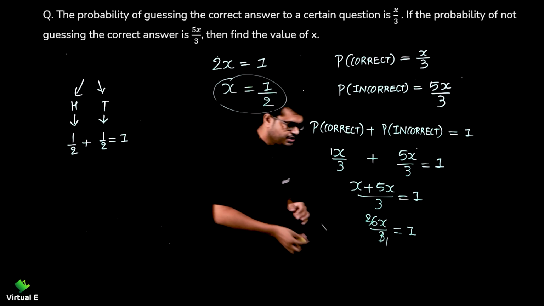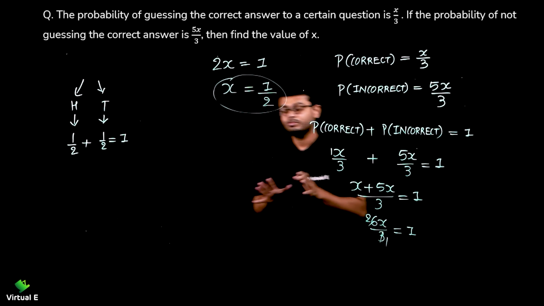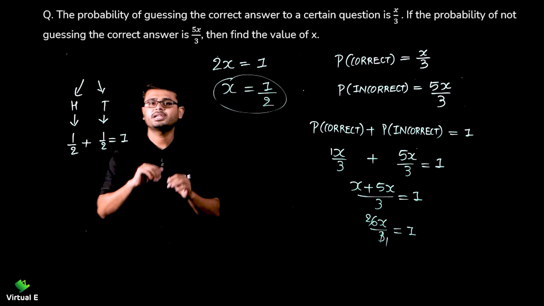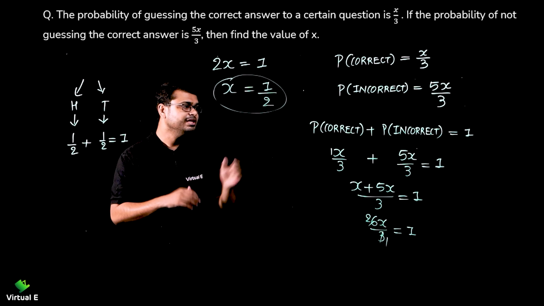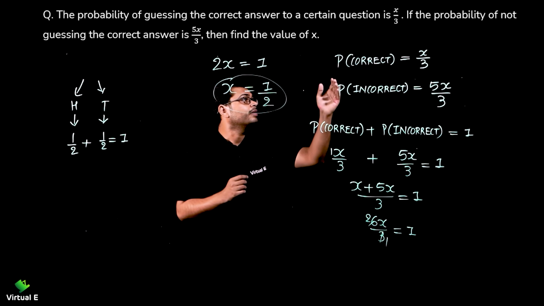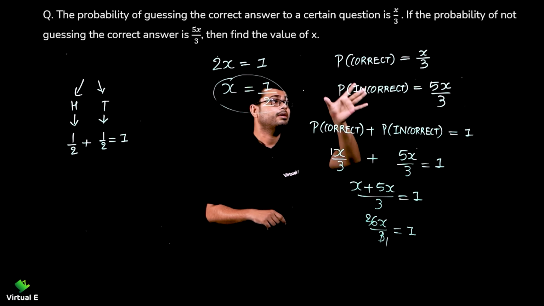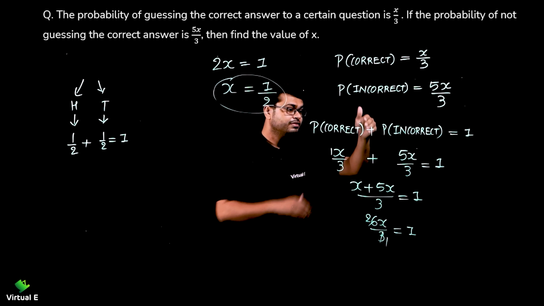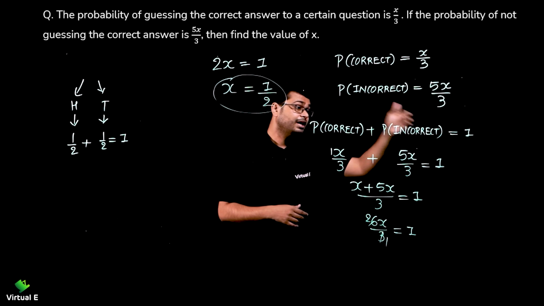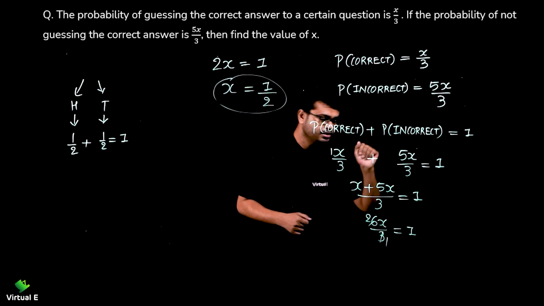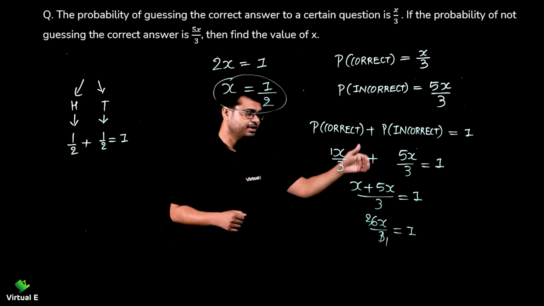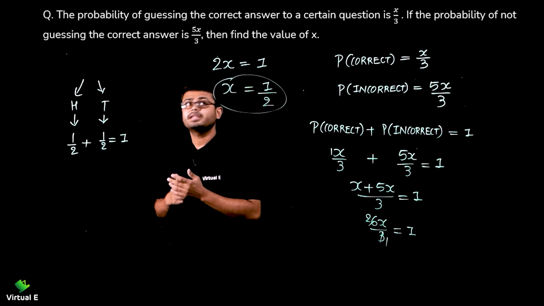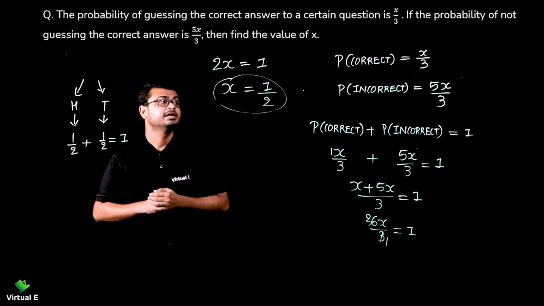Very simple question it is. When you read it the first time you get confused about how to find the value of x. But if you use the property of probability, then it will be easy to solve, right? We have probability of correct answer, probability of incorrect answer is given. Now we add the probability of each outcome, then we add up, we get answer 1. So x by 3 plus 5x by 3 is equal to 1, and you need to solve the equation in one variable, that's x is equal to 1 by 2.